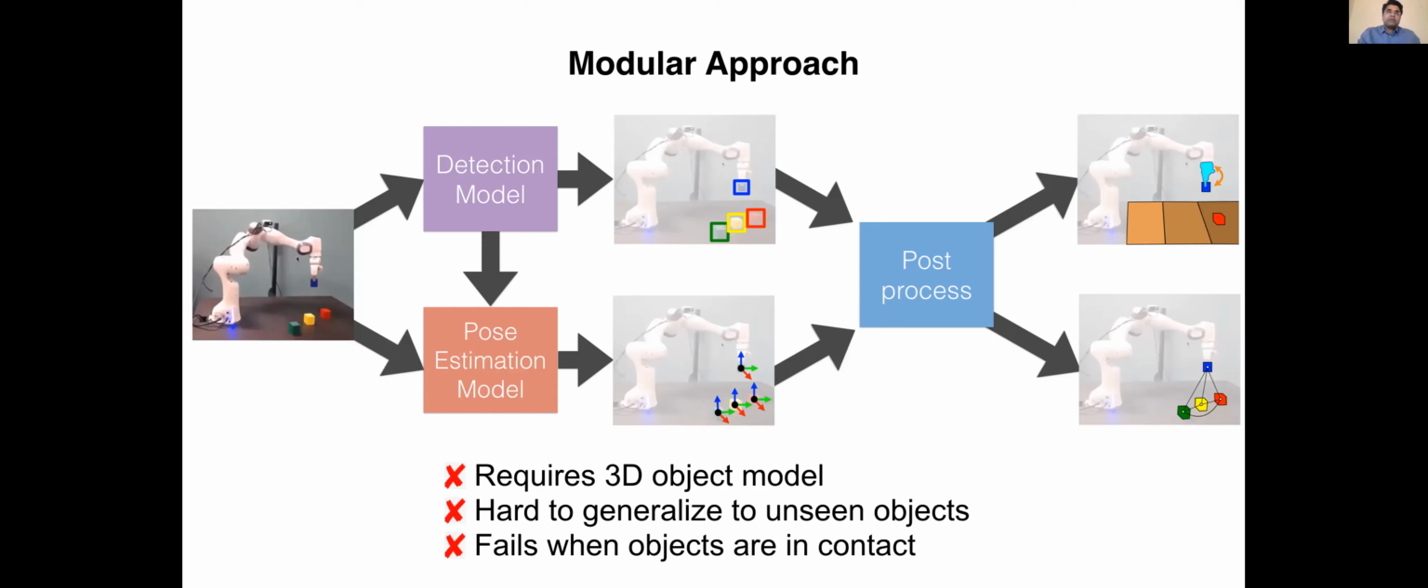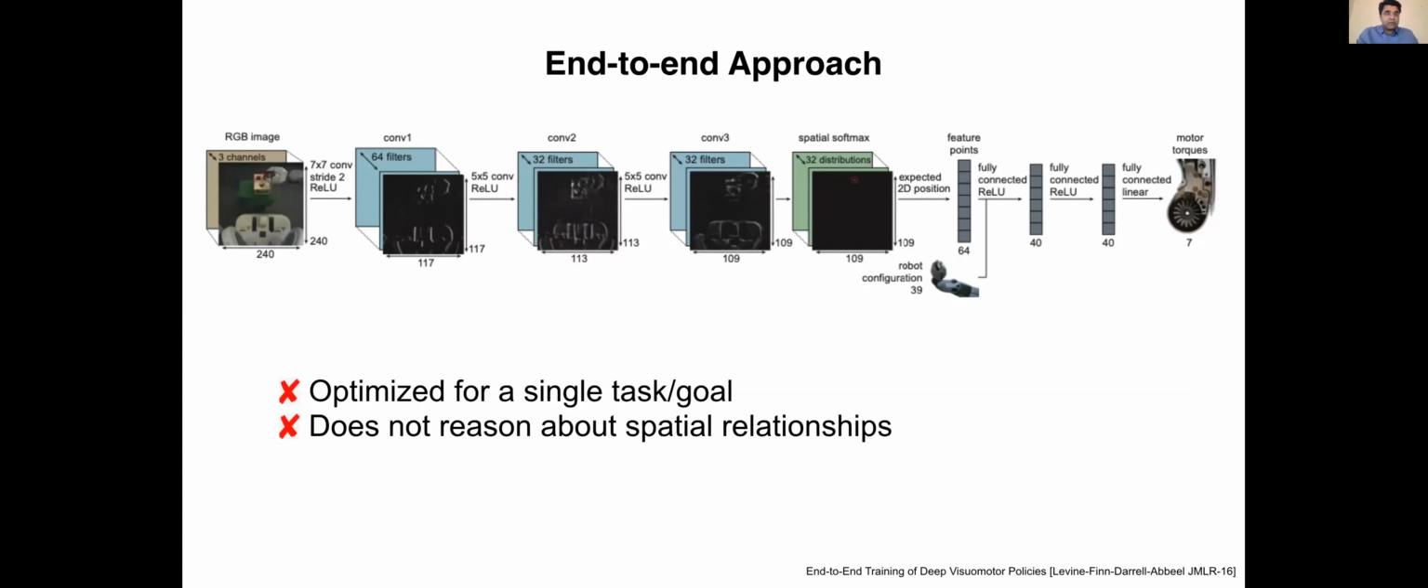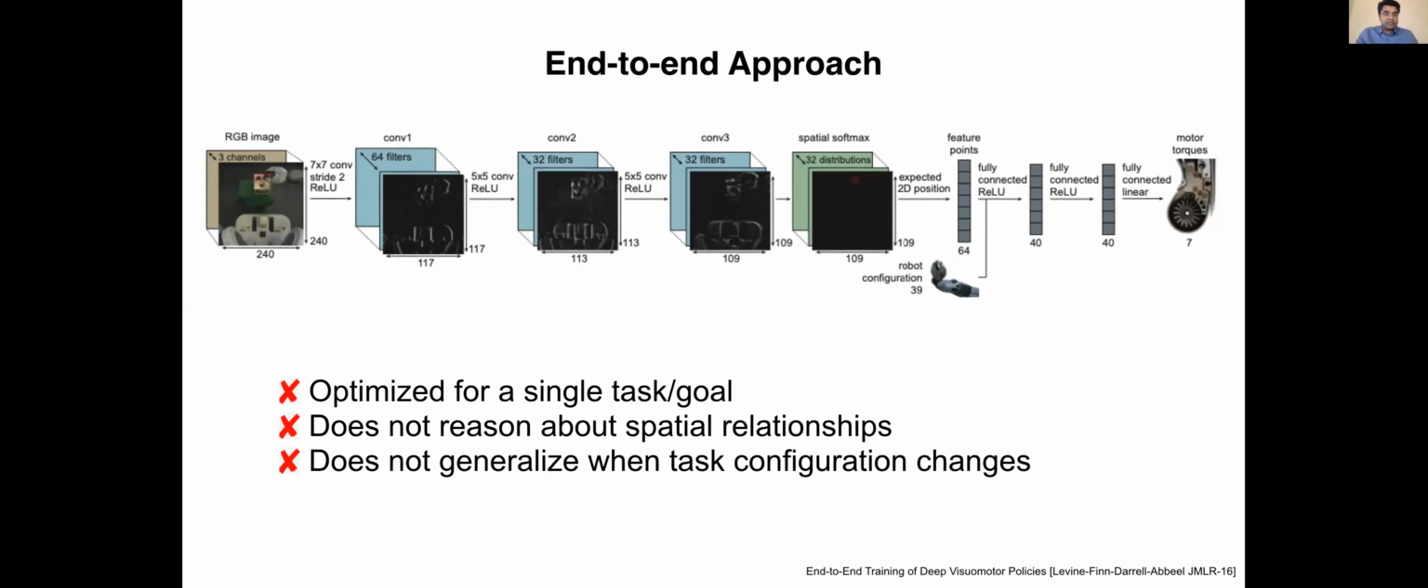The alternative approach that has emerged in recent years is to train a neural network and do end-to-end learning, where you convert an RGB observation into motor policies. This abstracts all the information, does an implicit state estimation internally, and directly outputs the motor commands. However, the drawback of this approach is that it is optimized for a single task or goal, and it does not explicitly reason about spatial relationships between the entities in the scene. Because of that, it does not generalize to different task configurations that involve different objects.